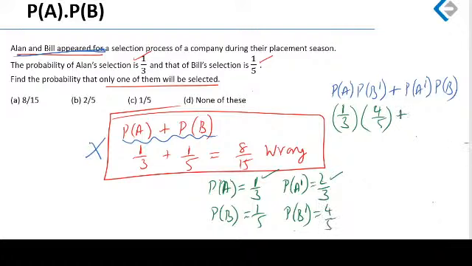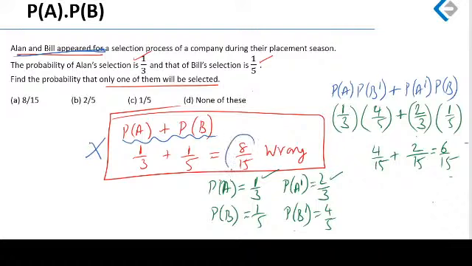Okay, so Alan not getting selected is 2 by 3, and Bill getting selected is 1 by 5. So that becomes my final answer. In the sense, it becomes 4 by 15 plus 2 by 15. Technically, it becomes 6 by 15, not 8 by 15. If you do it in isolation, it becomes 8 by 15. The correct answer is 6 by 15. That is something you need to be a little mindful about.